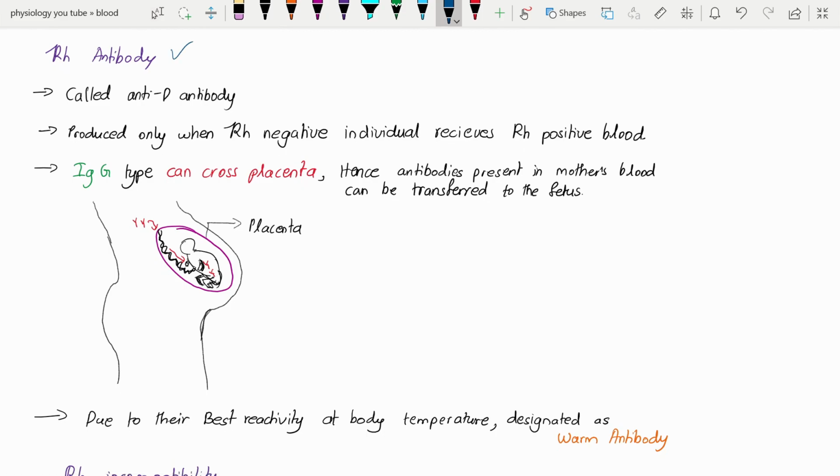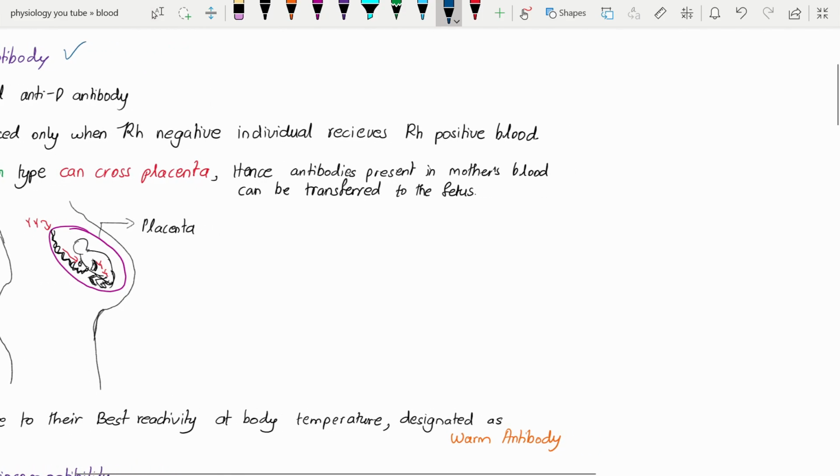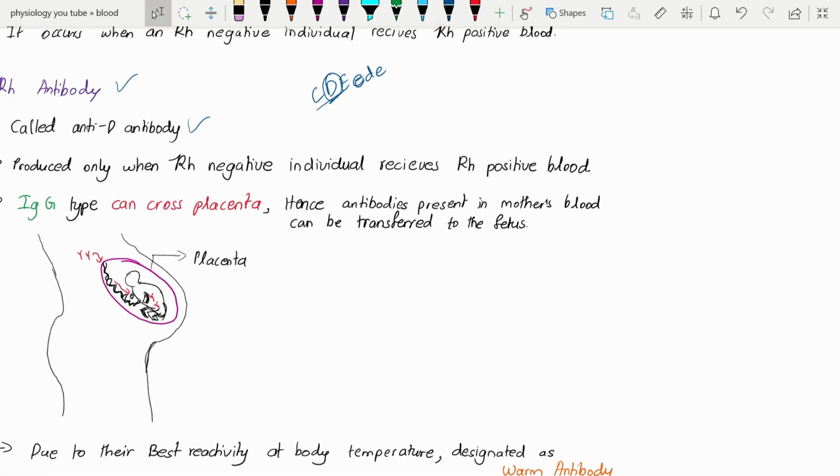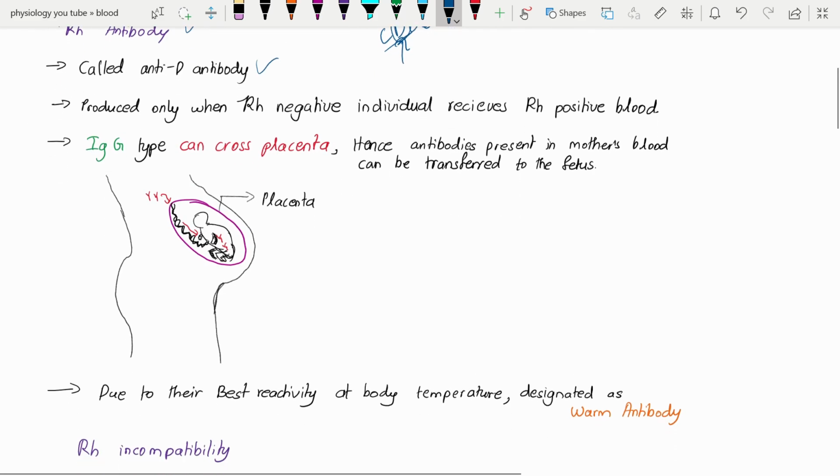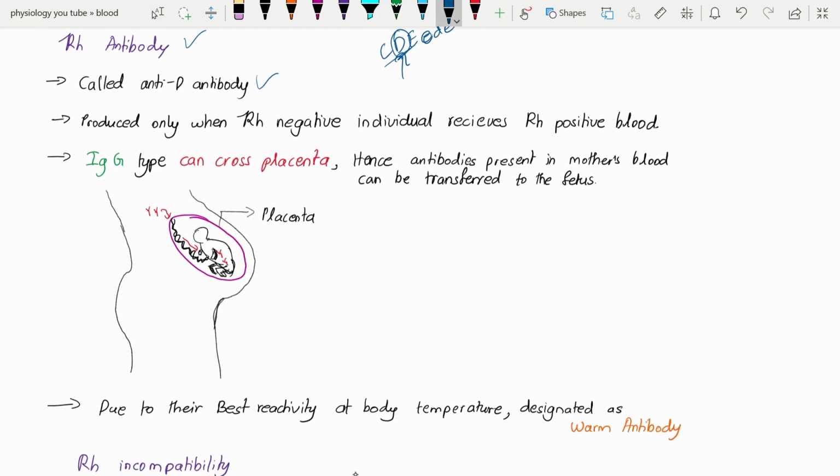Rh antibody, you can call it anti-D antibody, because you know that there are 6 antigens for the Rh blood group, but among them D is the most immunologically active antigen, and so subsequently the anti-D antibody will be immunologically active against this antigen, and we will consider only this for the Rh blood group system.